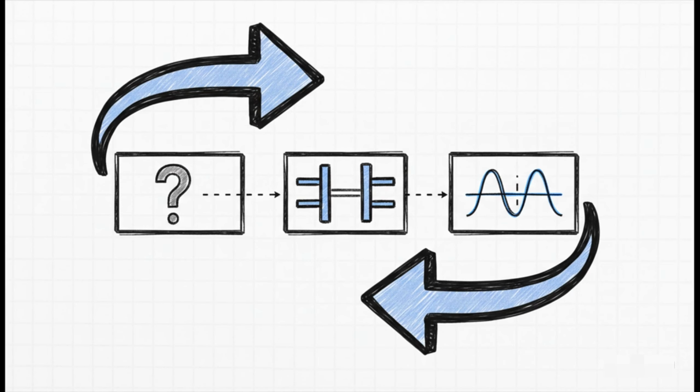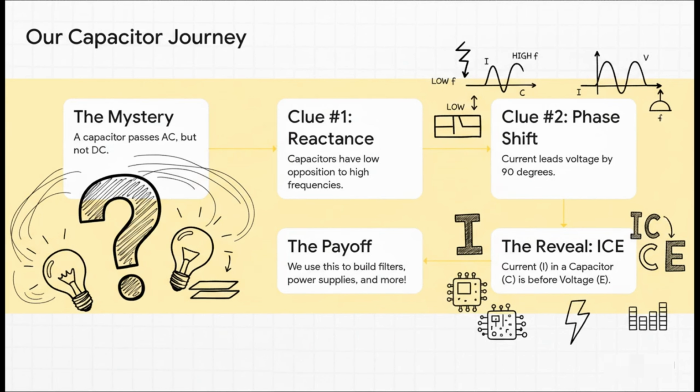All right, let's do a super quick recap of our mission today. We started with a mystery. How is current flowing through a gap? Then we found clues in reactance and phase shift. We unlocked the whole thing with ICE. And then we saw how it all pays off in our real-world projects. We went from a confusing puzzle to an incredibly powerful design tool.